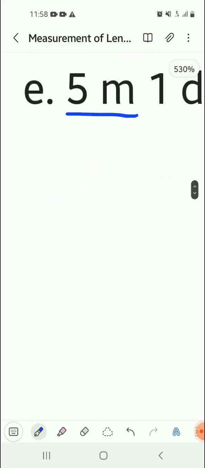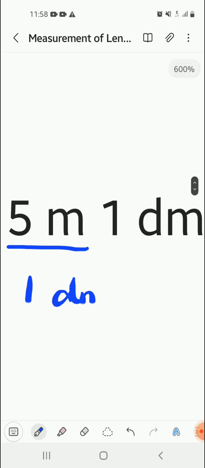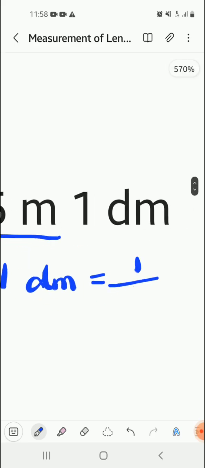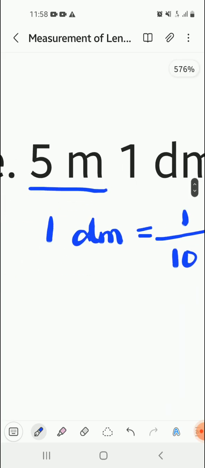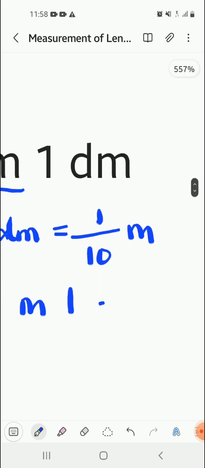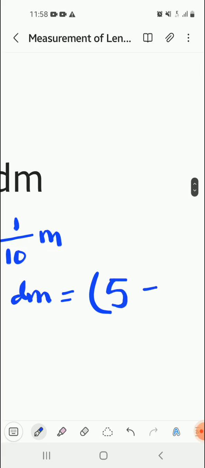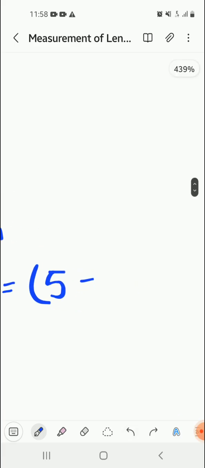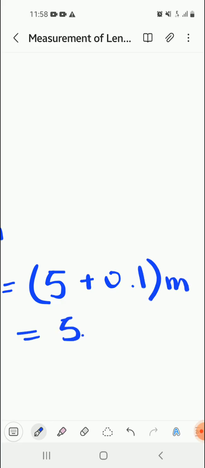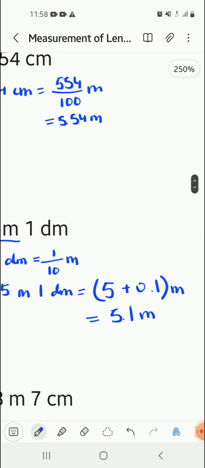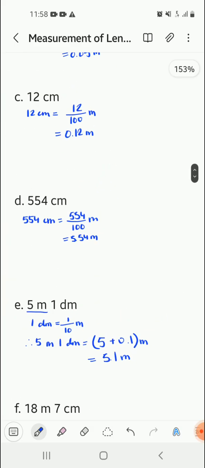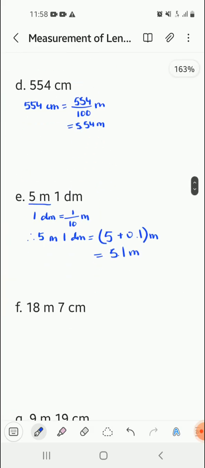So we know that 1 decimeter is equal to 1 by 10 meter. Therefore 5 meter 1 decimeter is equal to, this will be 5 as it is, and this will be 0.1 meter. So together it is written as 5.1 meter. That is it. Moving on to the next question.